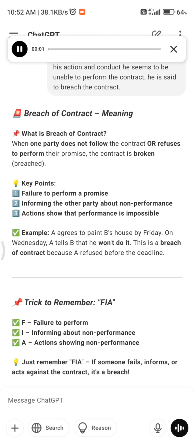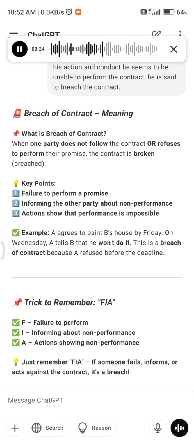Breach of contract, meaning, what is breach of contract? When one party does not follow the contract or refuses to perform their promise, the contract is broken, breached. Key points. 1. Failure to perform a promise. 2. Informing the other party about non-performance. 3. Actions show that performance is impossible.